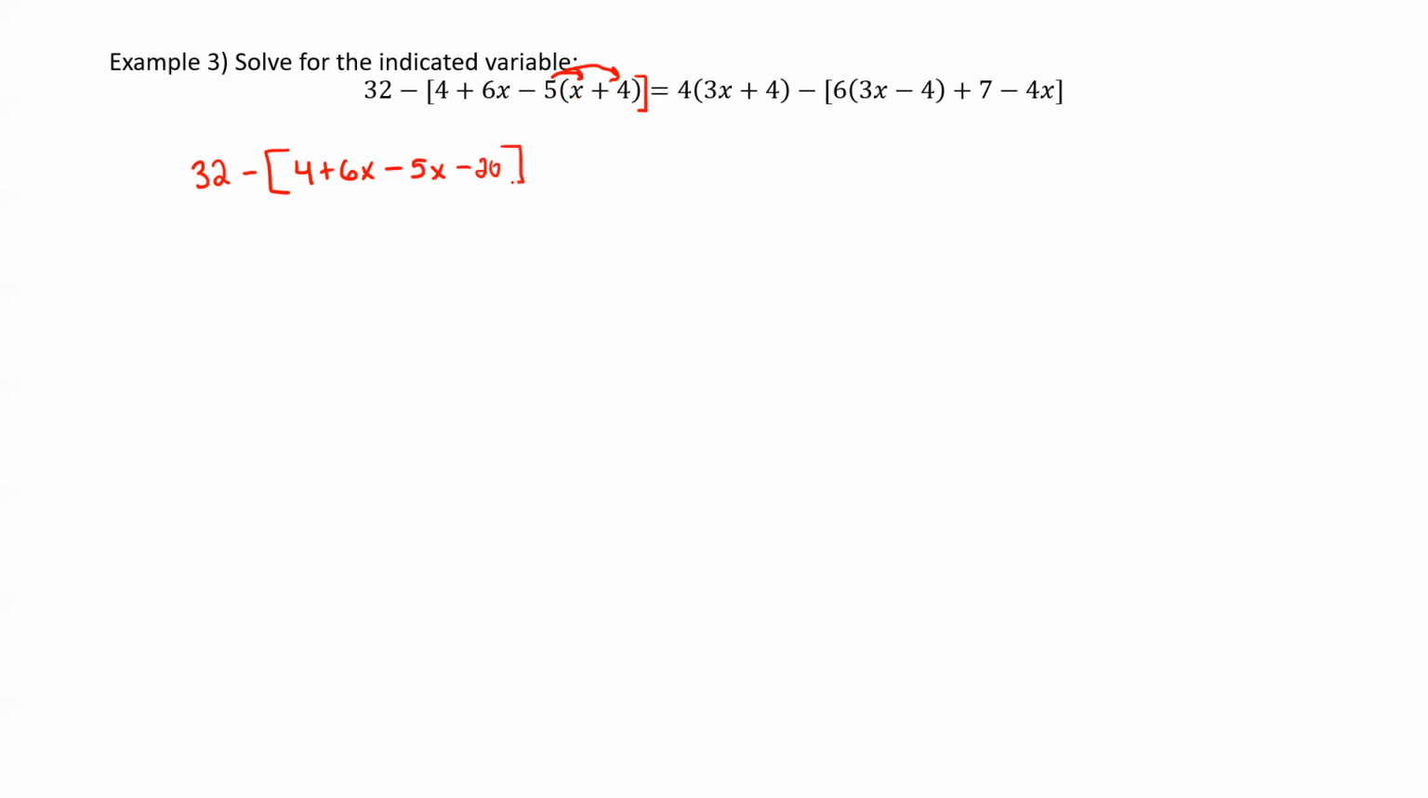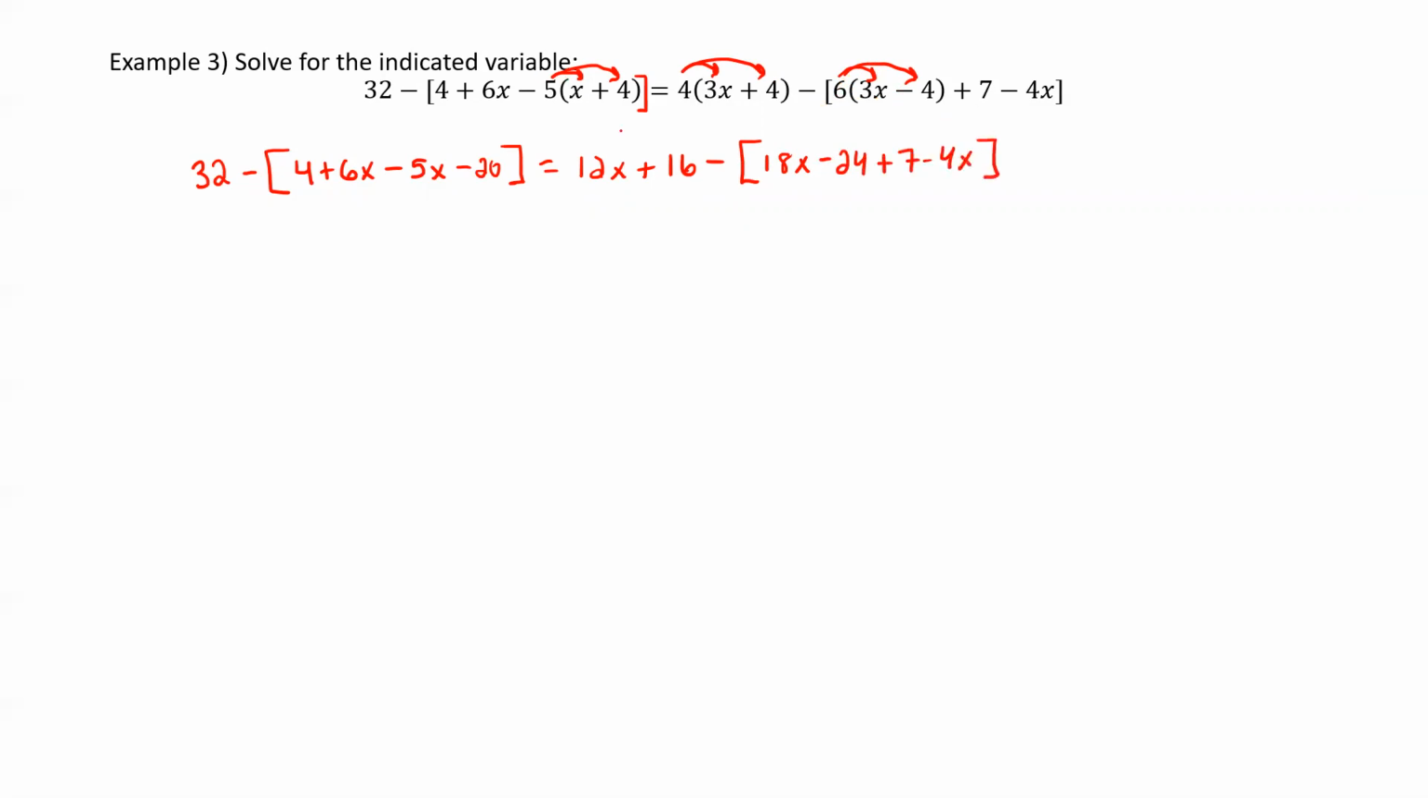Just like that, right? Okay. Equals. Now we're going to distribute this 4 across like this. So that would just be 12x plus 4 times 4 is 16 minus bracket 6 times 3 and 6 times -4. 6 times 3x is 18x, and then 6 times -4 is -24, and then plus 7 minus 4x, right?